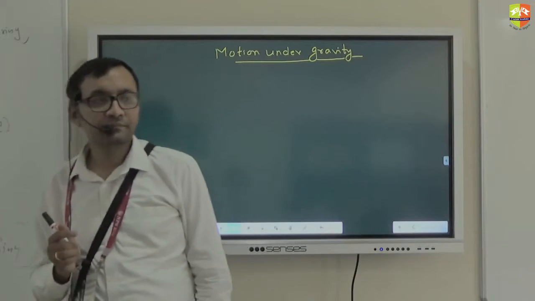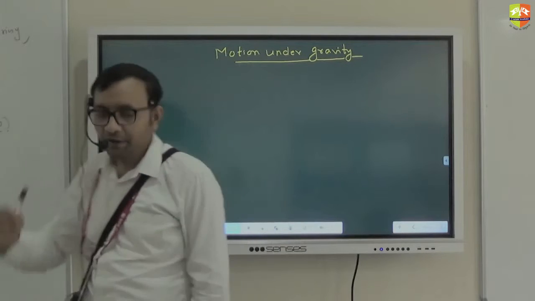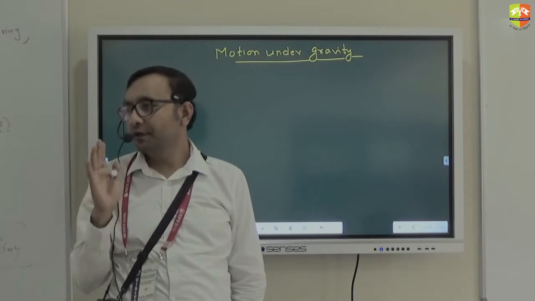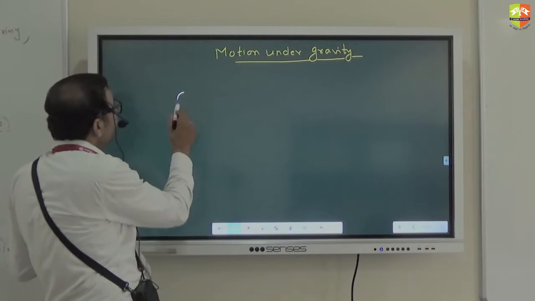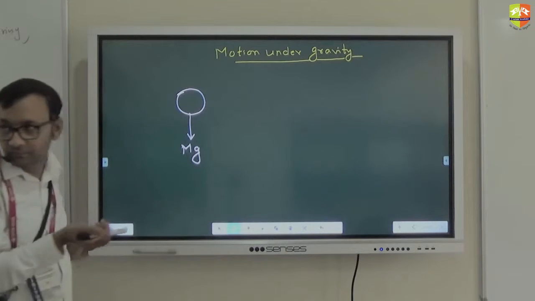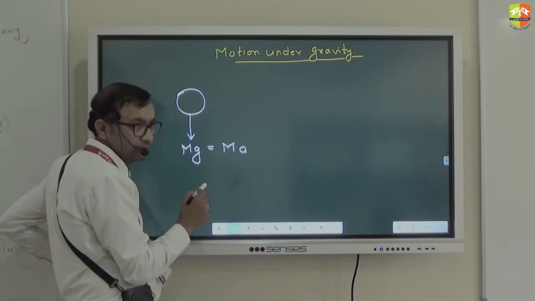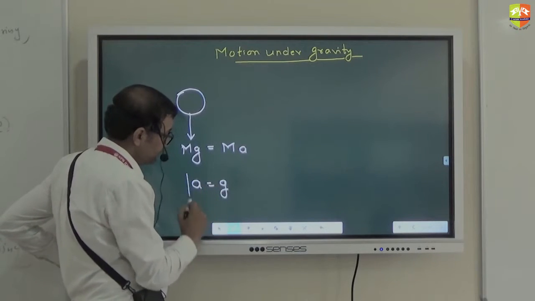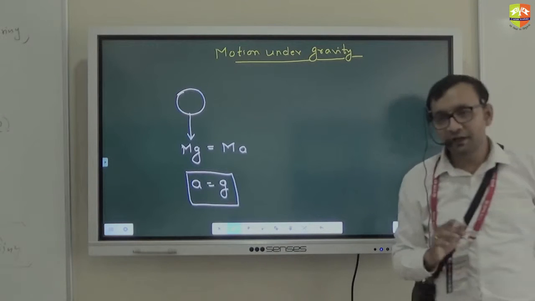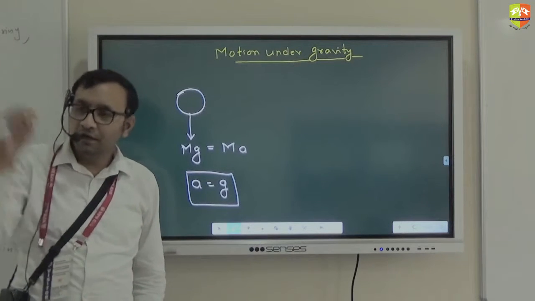And which direction is it? Does it matter what the object is doing? No. It is always vertically down, and the magnitude of the force is m into g, mass into acceleration due to gravity g. Now if that is the only force acting on a block of mass m, then that is the net force. So the net force should be equal to mass times acceleration, so acceleration will become equal to g. So if an object has only one force acting on it, which is gravity, then it must have an acceleration equal to g, and it is vertically down.